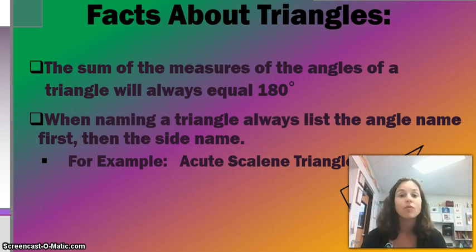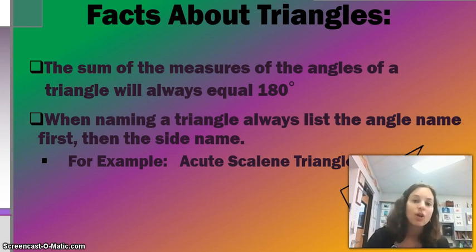That's why if you have one 90-degree angle, the other two angles in the triangle have to be acute. If you have one obtuse angle greater than 90 degrees, then that means the other two angles have to be acute. That's why if just one angle is right, or if just one angle is obtuse, the whole triangle is considered an obtuse or a right triangle.